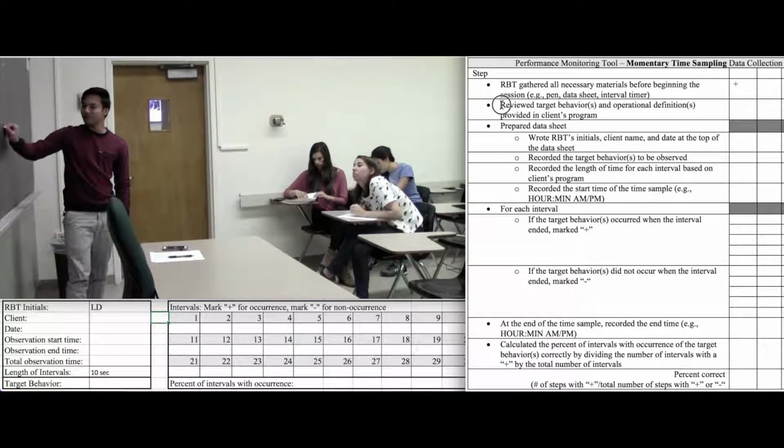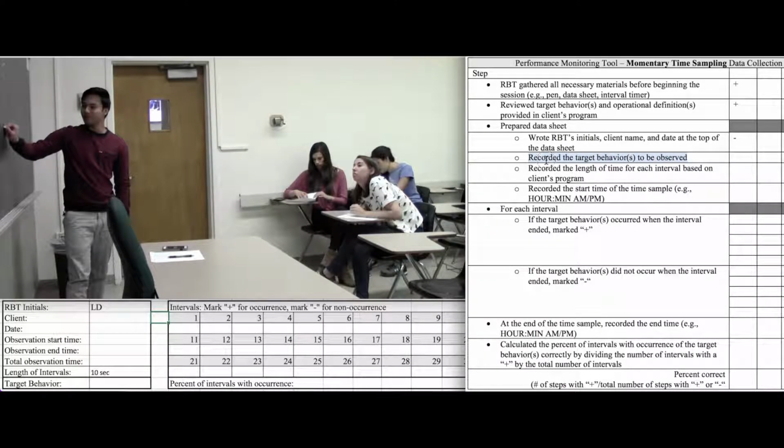Step 2, did he review the target behaviors and operational definitions? Again, we will say that he did indeed review the target behavior and definitions before he started his data collection. So for this step, we'll give him a plus. Now let's look at the prepared data sheet. The first step is to write RBT initials, client name, and date at the top of the sheet. He wrote his initials, but he did not write the client's initials or the date on the top of the data sheet. So for this step, Lance is going to get a minus.